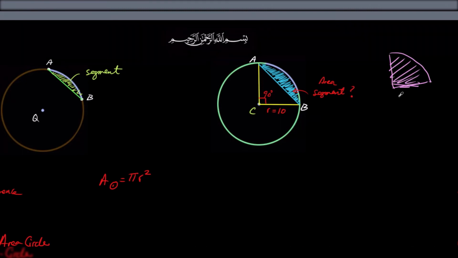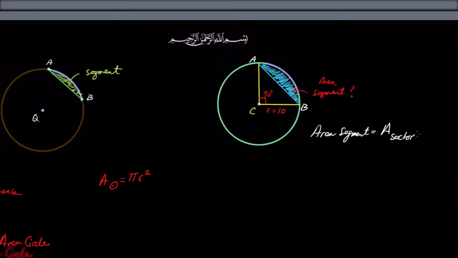So if you wanted to find the area of this segment, the way you would do that, you would find, here you go, the area of the segment would be the area of the sector minus the area of the triangle here. So the area of the segment is going to be the area of the sector, the whole area here, minus the area of the triangle.